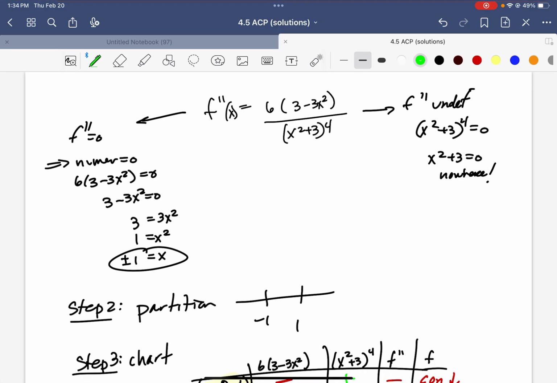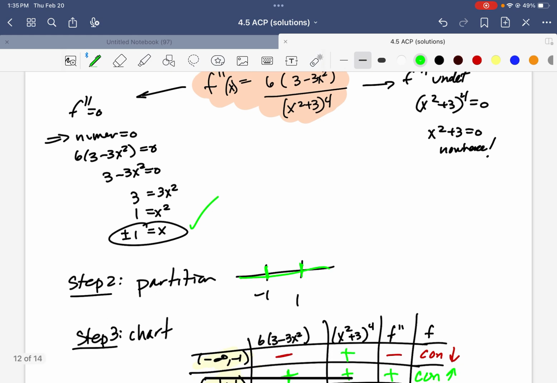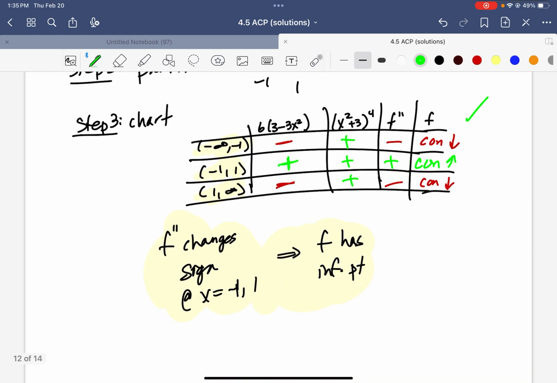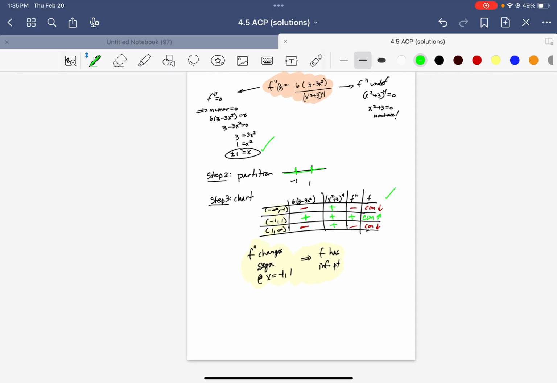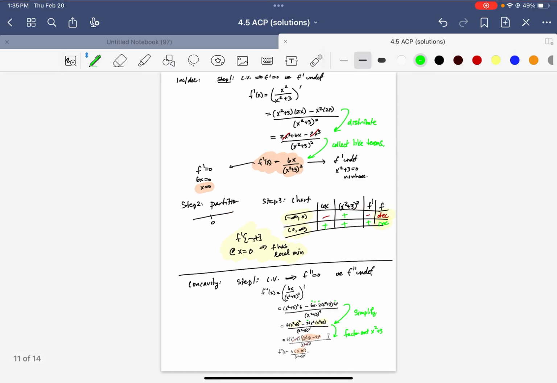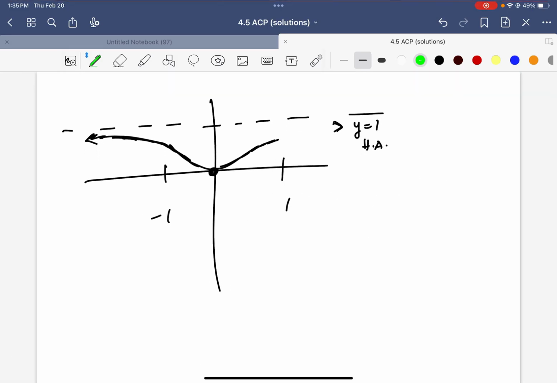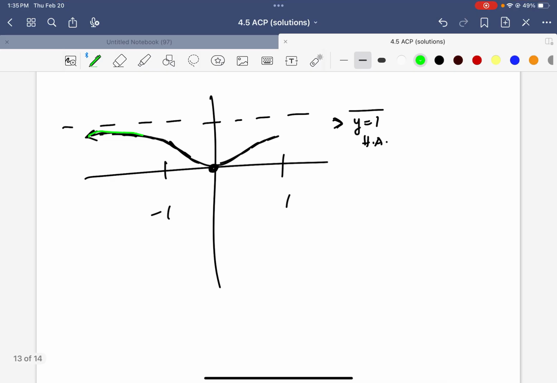Why is that great? Because that second derivative, either equals 0 or is undefined, is going to tell us our critical values. When we do that, we get plus or minus 1 at x are only points that are going to break up our number line, partition it. So then when we chart, we get this. And notice second derivative changes sign at -1 and 1, and those are allowed in my function, so those are inflection points. So when I draw it, I know that I'm decreasing and then increasing.